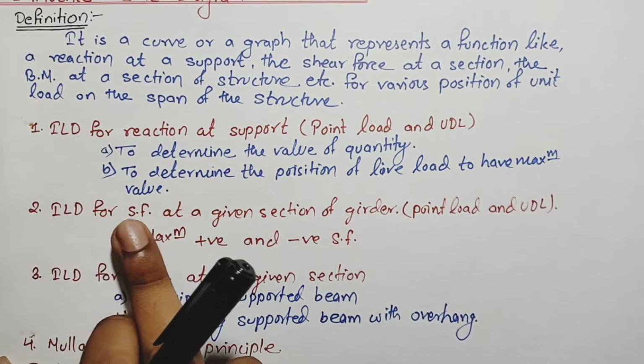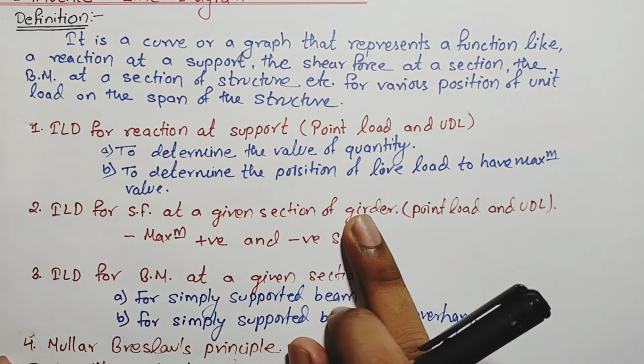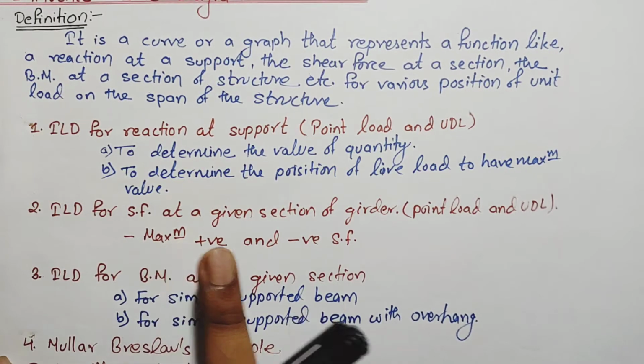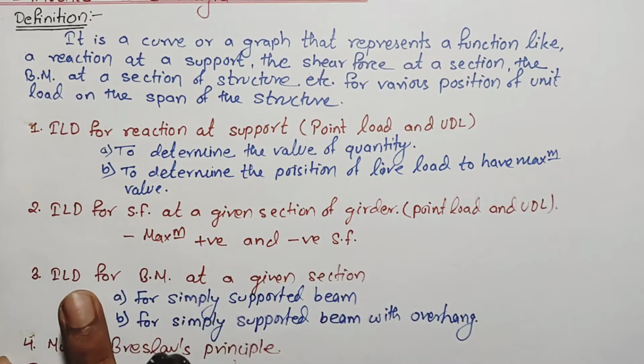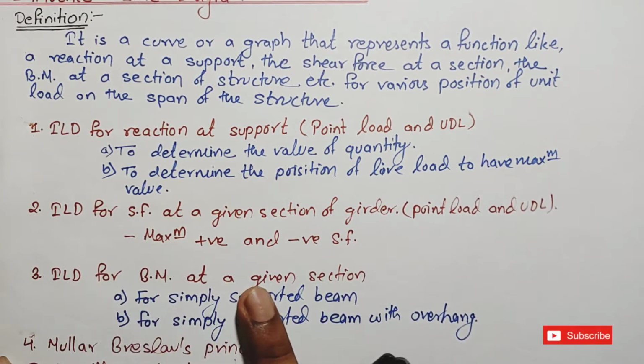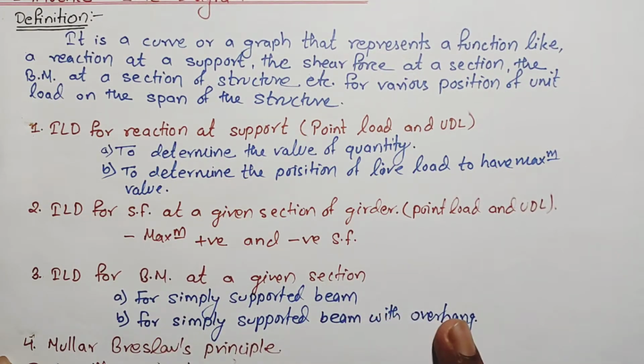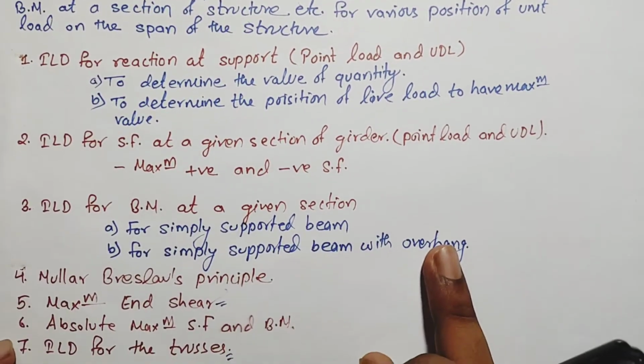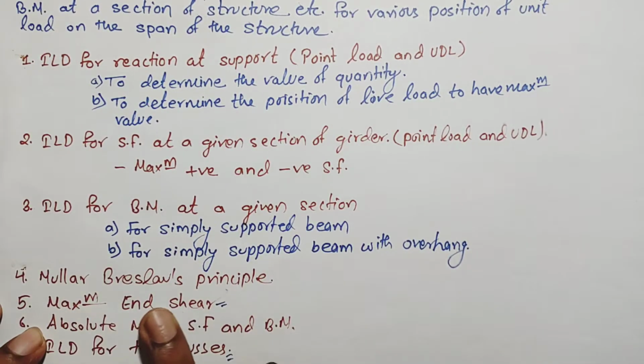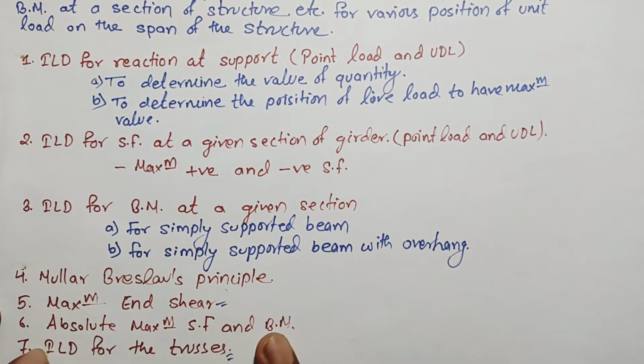Also, influence line diagram for the shear force at the given section of the girder, both for maximum positive and maximum negative shear force. Also, influence line diagram for bending moment at the given section for simply supported beam and for simply supported beam with overhang. And we have studied to calculate maximum shear, absolute maximum shear force and bending moment.